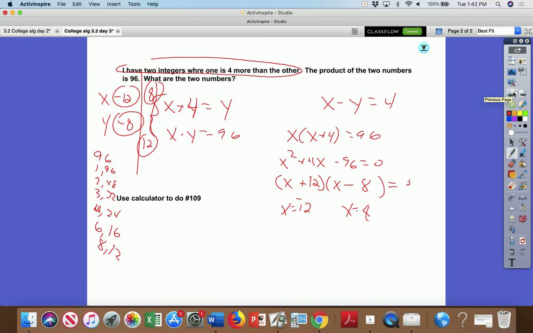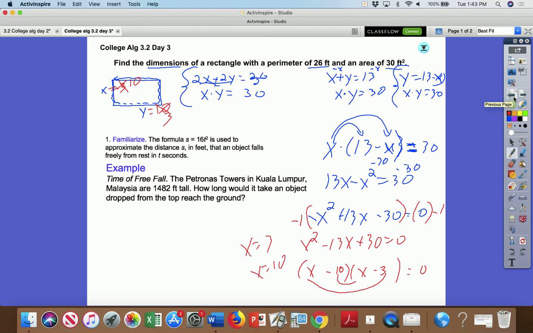Give me an issue that you have. Okay, I'm going to go back to the other page. And we're going to do this one right here.